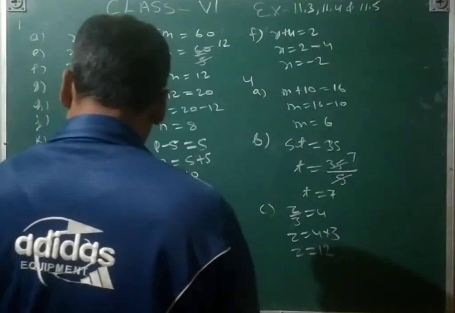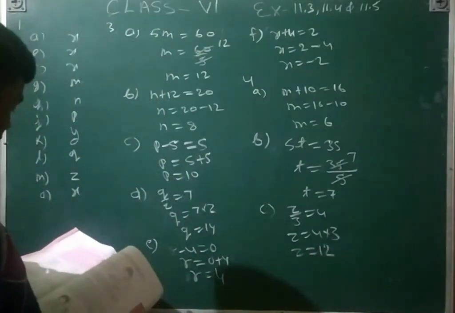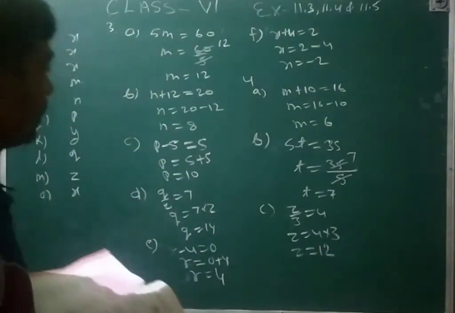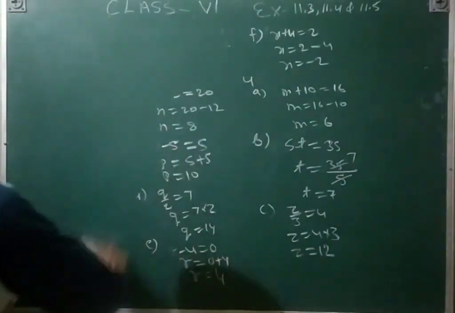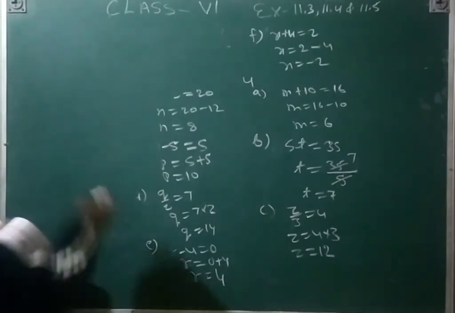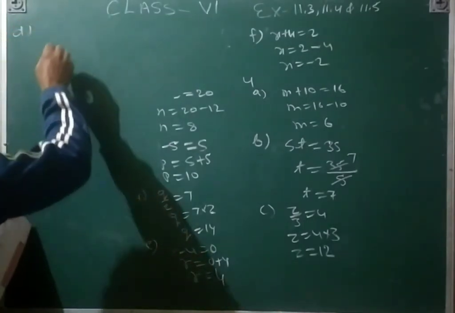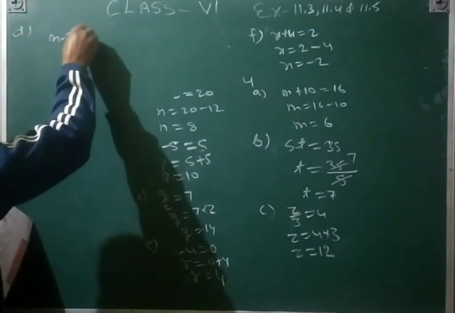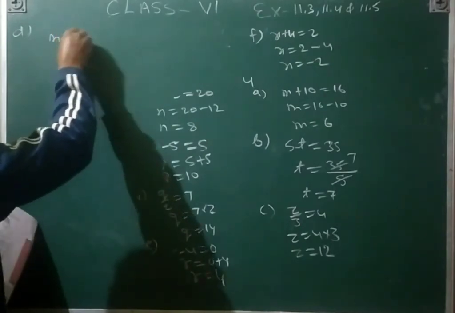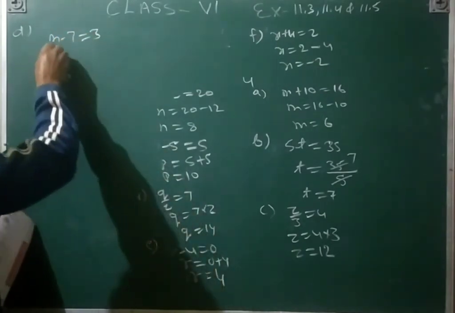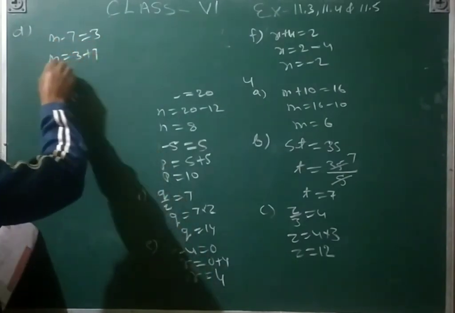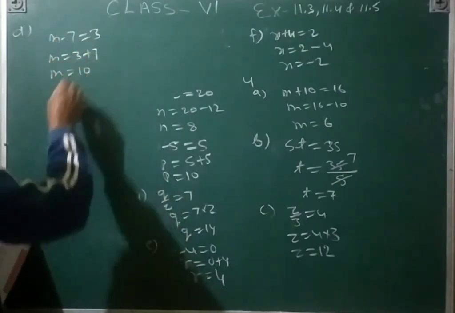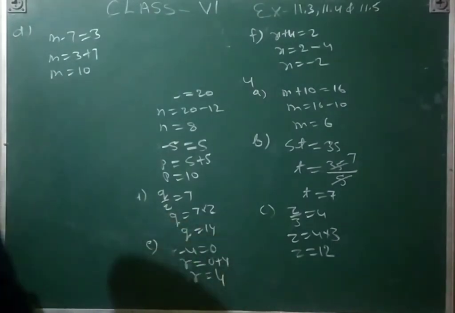And then D. Here we will see that D part. D part is that m minus 3 is equal to 7. So m is equal to, these things are the same, and then after this one, that will be this. So m is equal to 10. So here you will apply the 10.